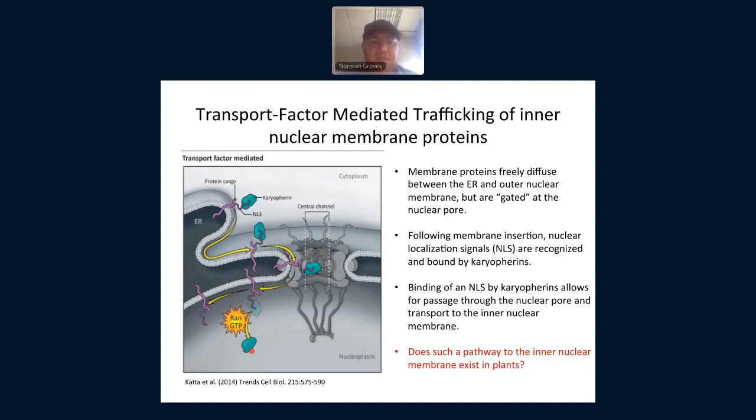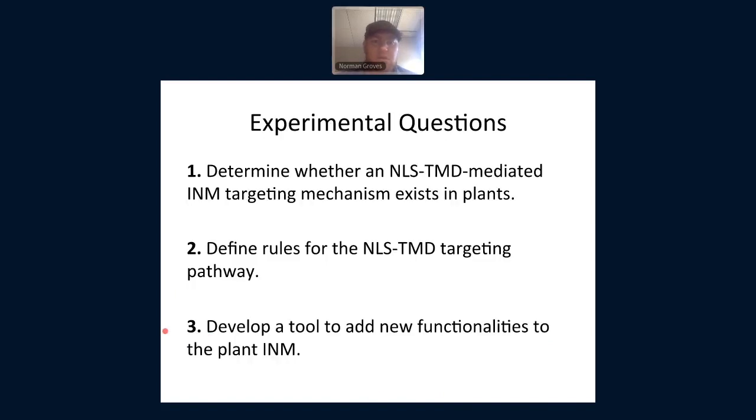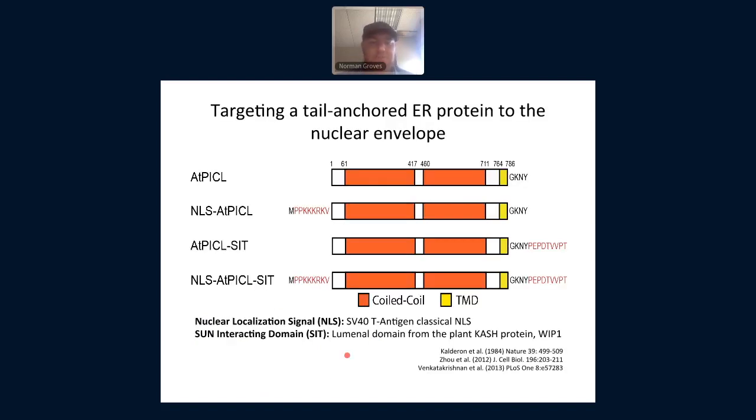And so this has been studied in other systems, but we wanted to know if this pathway existed in plants. So first, we wanted to determine whether this type of pathway exists in plants, and if it did, which we, spoiler alert, found that turns out it does, I wanted to define rules under which it occurs, and then this could potentially be a tool to add new functionalities to the plant internuclear membrane.